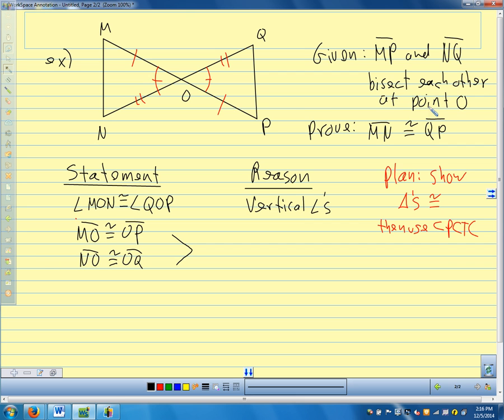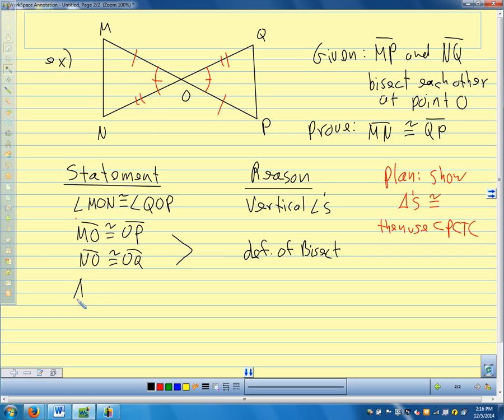The definition of bisect is cut in half. So I'm going to say definition of bisect. Bisect means cut it into two congruent pieces. All right. Can we say two triangles are congruent now? Do we have enough information? Yeah, we have a side, an angle, and a side.